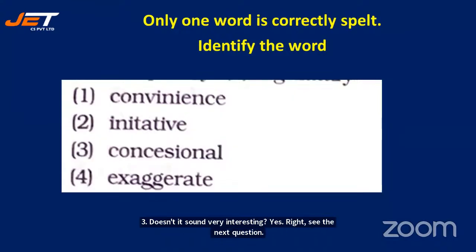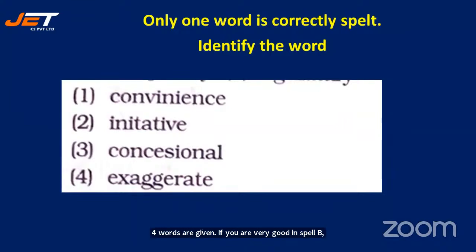4 words are given. If you are very good at spell bee, probably you will do this within a second. Fine. So the first word is convenience, initiative, concessional, exaggerate. Very abruptly or very neatly, you can see that among these, 3 words have wrong spelling. There's only one word where the spelling is right. Let's look into the chat box and see which option. How many are going to give me the right answer?